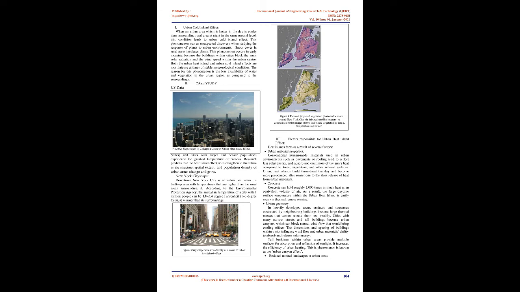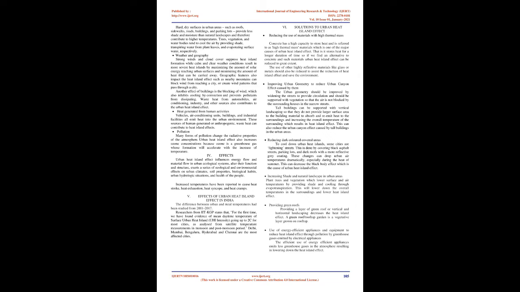Urban geometry. In heavily developed areas, surfaces and structures obstructed by neighboring buildings become large thermal masses that cannot release their heat readily. Cities with many narrow streets and tall buildings become urban canyons, which can block natural wind flow that would bring cooling effects.